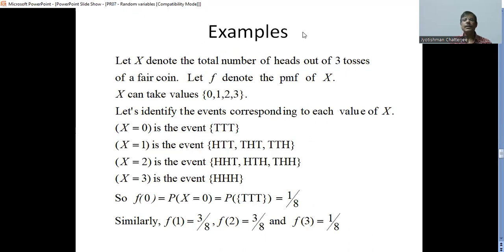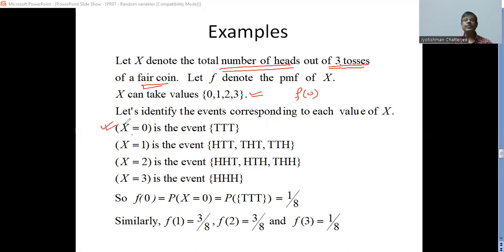What about this? Our pet example, tossing a fair coin 3 times, and X denotes the total number of heads. X can take values 0, 1, 2, 3, and it's enough to compute f0, f1, f2, and f3. And in order to do that, let's identify the events capital X equal to 0, 1, 2, and 3.